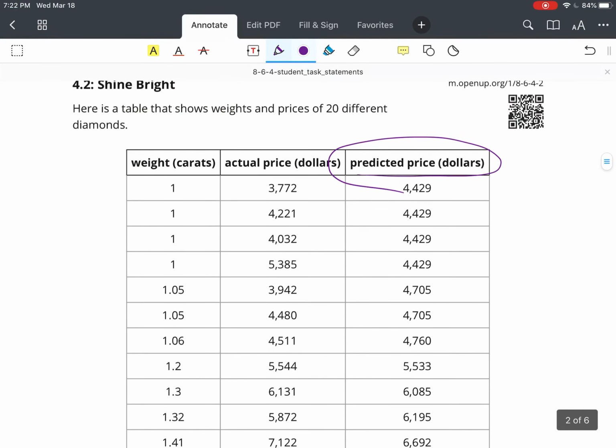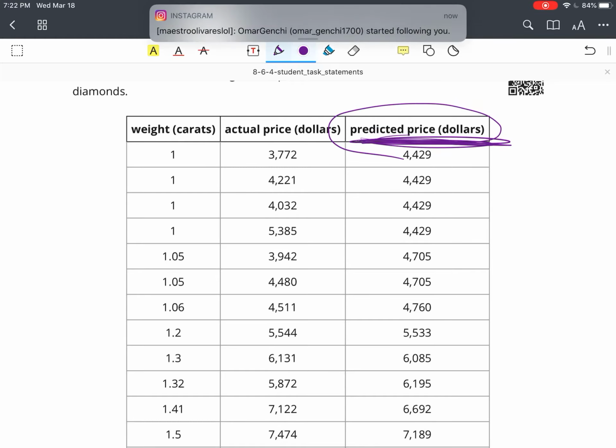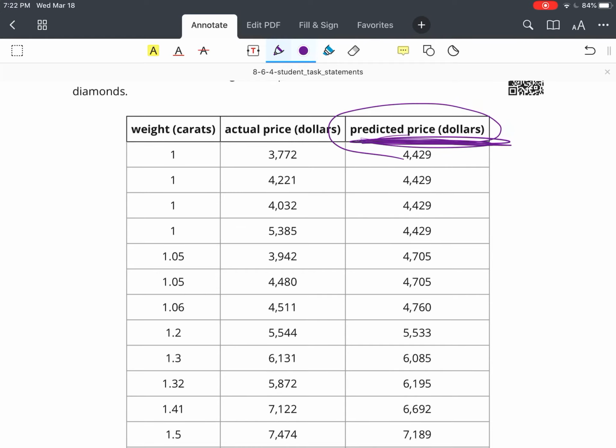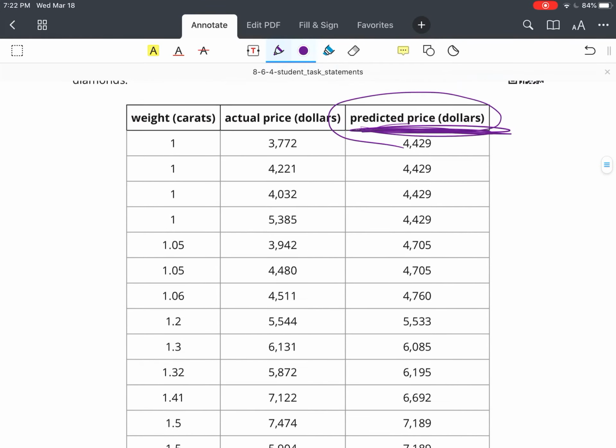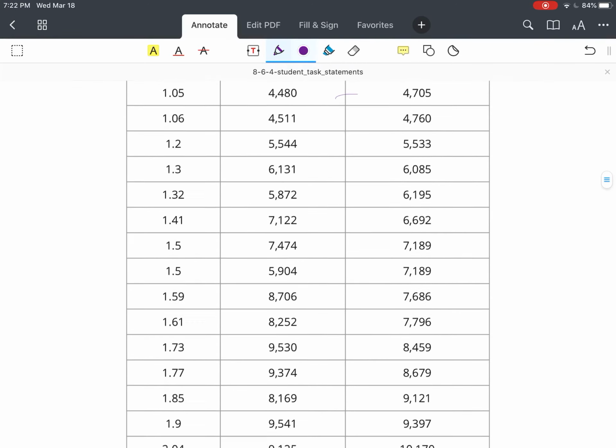So it sounds like for this one, they plotted or graphed all of these points, they found the equation, and then they used that equation to predict the price. Okay? So some of these are obviously overestimated, right? Like this one, this one, this one. And some of these are actually underestimated. Okay?